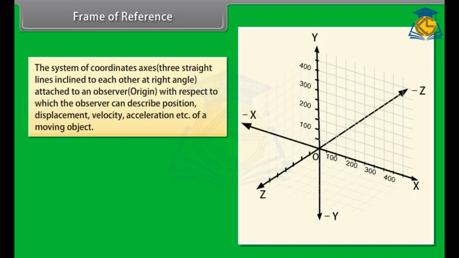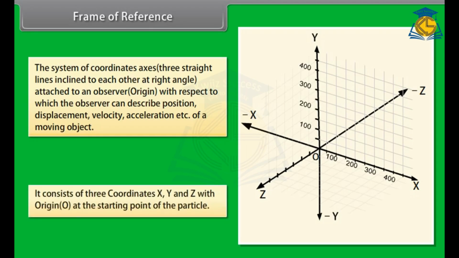Frame of reference. The system of coordinate axes, three straight lines inclined to each other at right angle, attached to an observer origin with respect to which the observer can describe position, displacement, velocity, acceleration, etc. of a moving object. It consists of three coordinates x, y, and z with origin O at the starting point of the particle. Motion in 1, 2, and 3 dimensions.